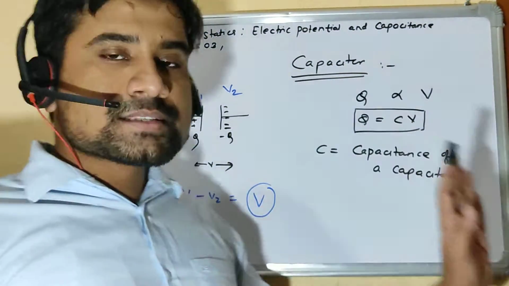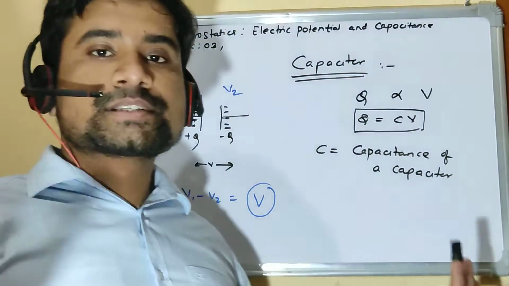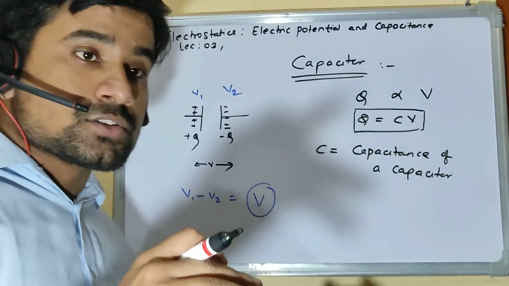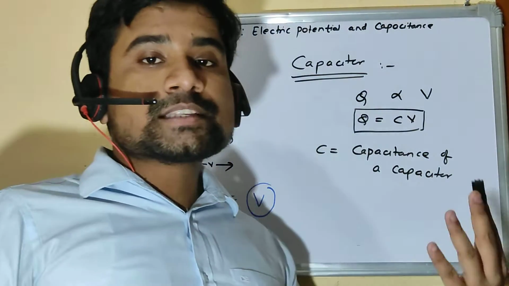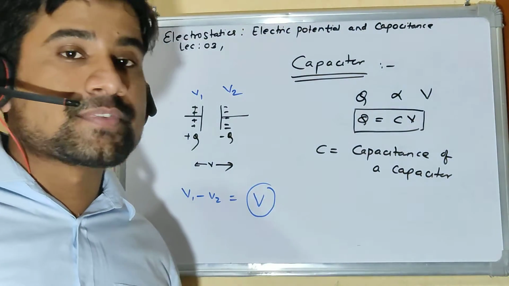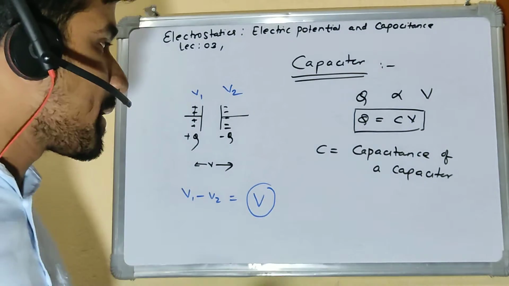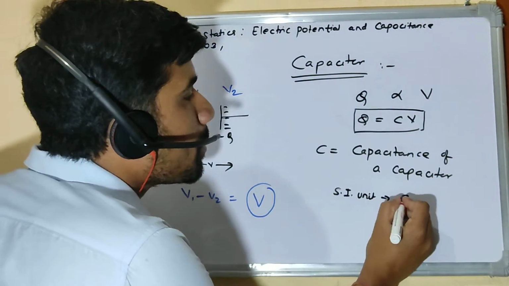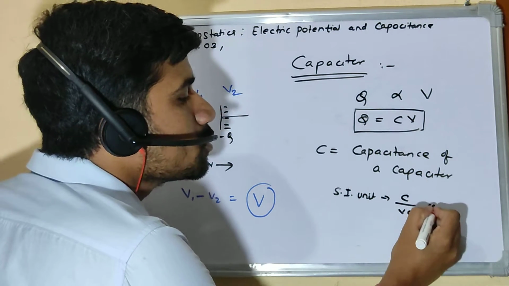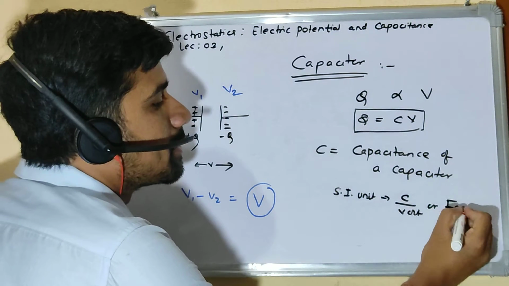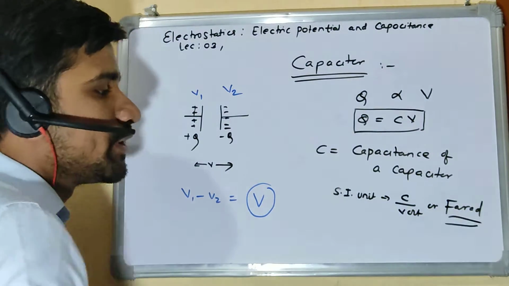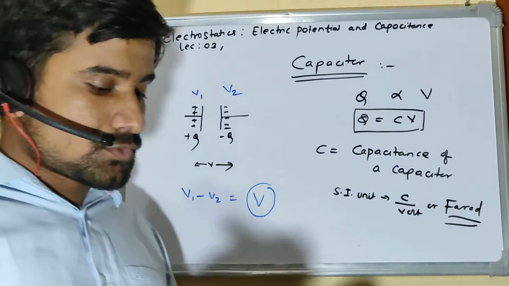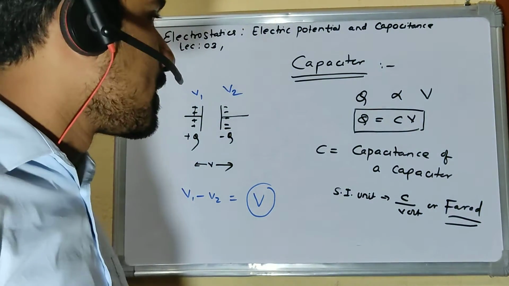So the capacitance of a capacitor is a constant, and this is the charge storing capacity of a capacitor. If a capacitor has more capacitance, it means it has more charge storing capacity. The SI unit of capacitance is coulomb per volt, or we usually use a unit called farad. Farad is the unit for capacitance.